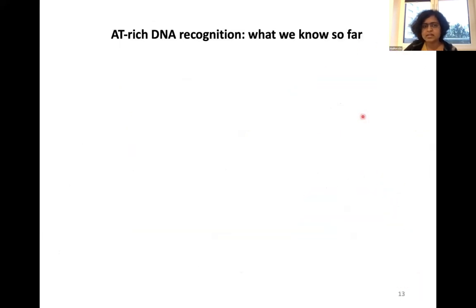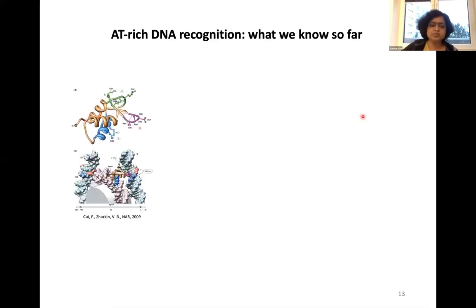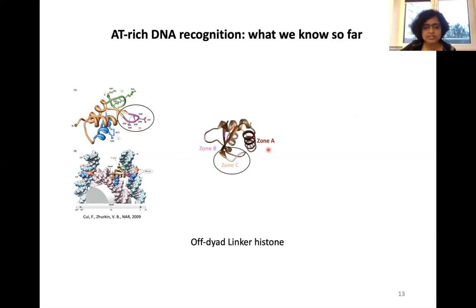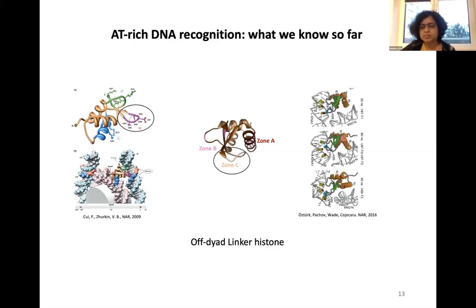So what we know so far about AT-rich DNA recognition, this was proposed by Cui and Jurken in 2009, that in an off-dyad bound linker histone, this region, this hydrophobic zone C actually, interacts with the thymine methyl group that is exposed on the major groove side of the DNA in an off-dyad. So this globular domain is off-dyad, not on-dyad. This was proven in silico using MD simulations by Öztürk from our lab a few years back.